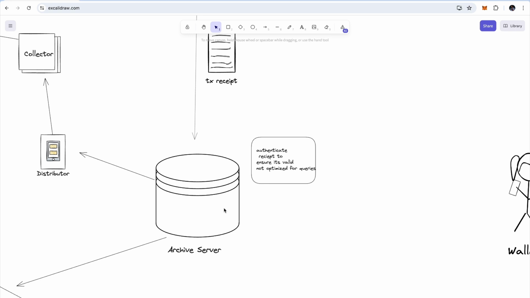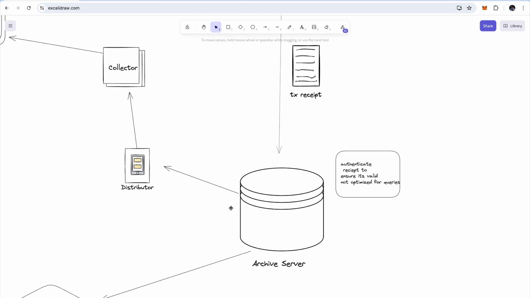Then the archive server is not optimized for queries. You cannot send queries to it as you would normally do to a regular database. However, it is very optimized to retain information for a long period of time. So as the archive server saves that transaction receipt into the database, it would send that data again to the distributor. The distributor uses WebSockets to get real-time information from the archive server and update the collectors that are depending on it.